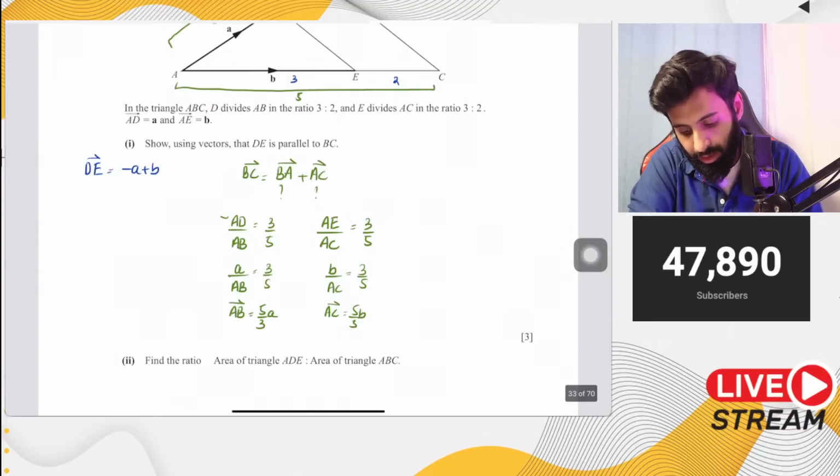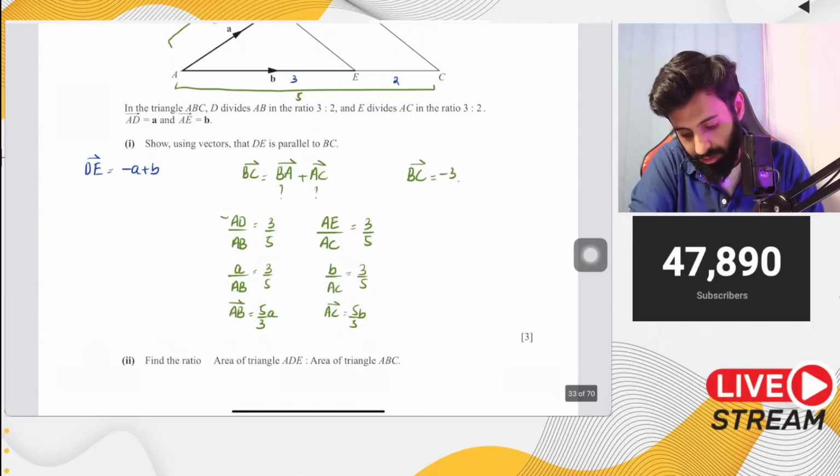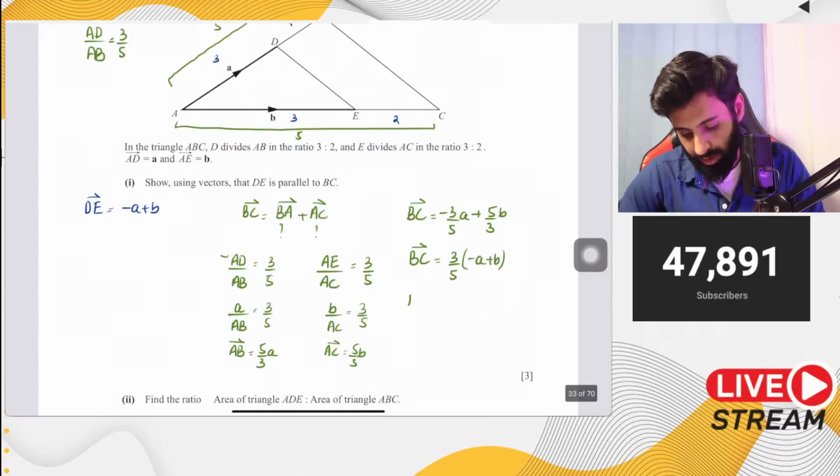Now you can find out vector BC. Vector BC is going to be equal to BA, which means minus 5/3 a, plus the vector AC, which means 5/3 b. Now here's my advice. Take 5/3 common, and you have minus a plus b. And then you write that BC is equal to 5/3 of DE. Therefore, BC and DE are parallel.